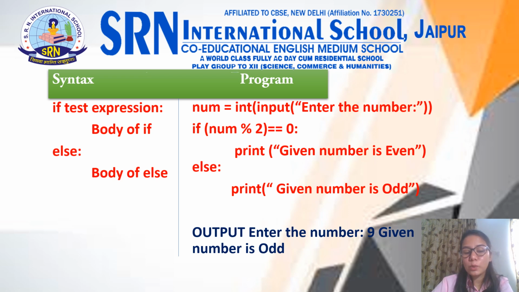This is the program of using if-else statement: num = int(input("enter the number")), means the user will give any number. If num % 2, means the remainder, == 0, then print the given number is even. If the condition is true, it will give the given number is even, else print the given number is odd. Like in this example, the user entered 9, and 9 divided by 2, the remainder will not be 0. That's why the number is odd.